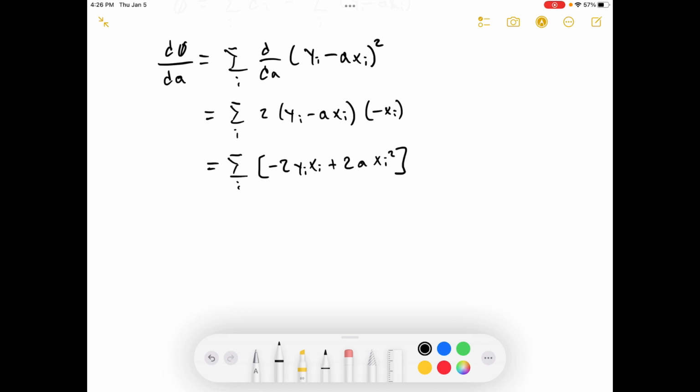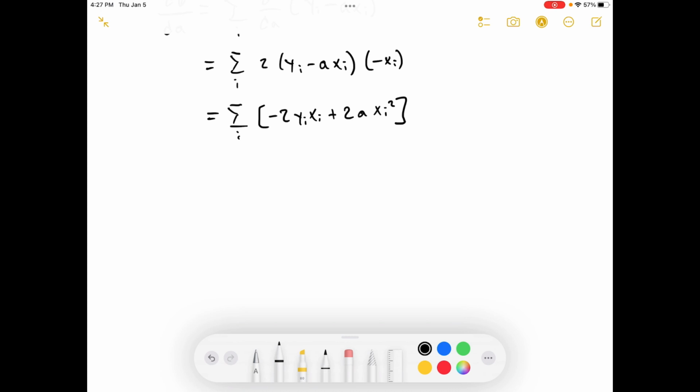Okay, and then we can distribute the summation to get, let's do the x term first, 2a summation of xi squared minus 2, and we'll do the y xi summation.